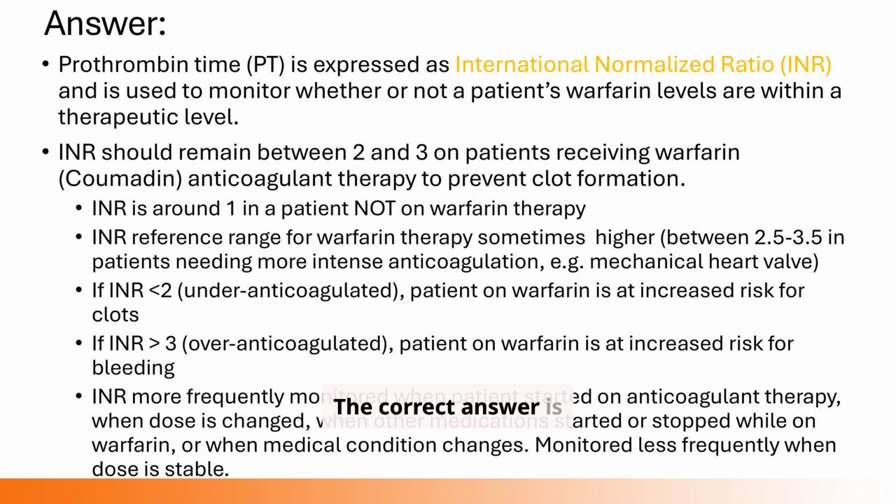The correct answer is International Normalized Ratio, or INR. PT is expressed as INR and is used to monitor warfarin levels. The INR should remain between 2 and 3 for patients on warfarin to prevent clot formation. Remember that INR is monitored more frequently when a patient starts anticoagulant therapy or when the dose is changed.